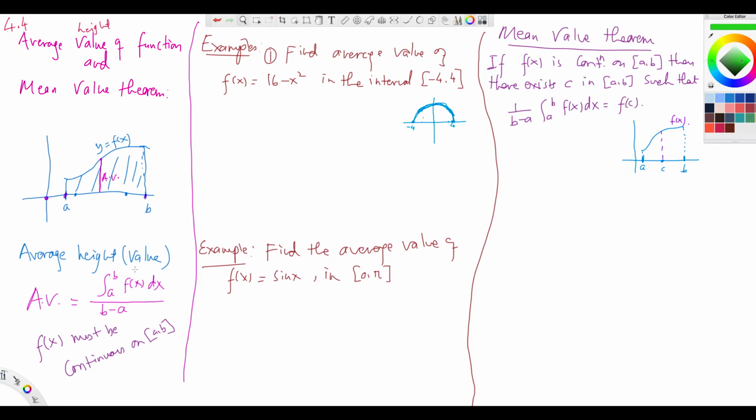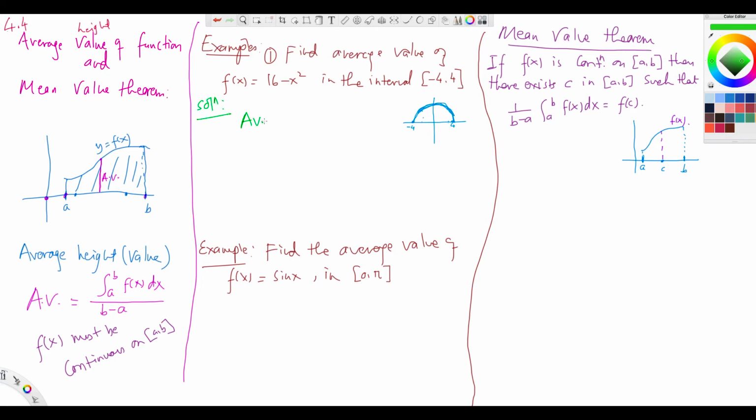Okay, if it is continuous, then the integral exists, right? You can find the integral of a continuous function in a finite interval. So that's what we need. Okay, so let us find out the average height or average value of the function.